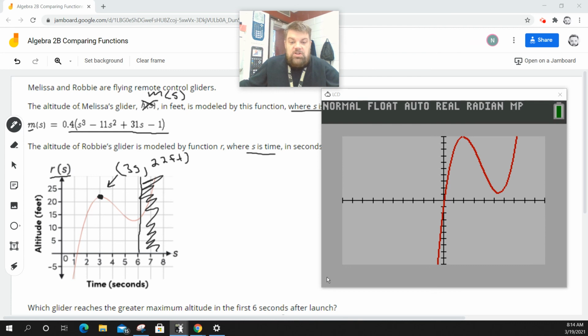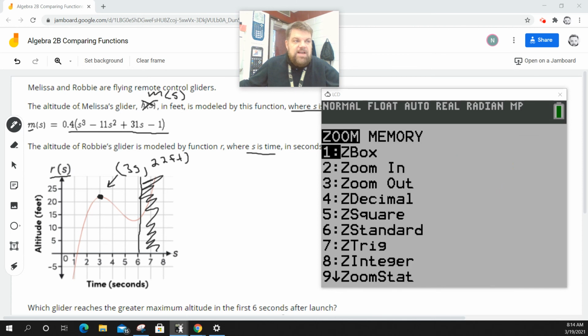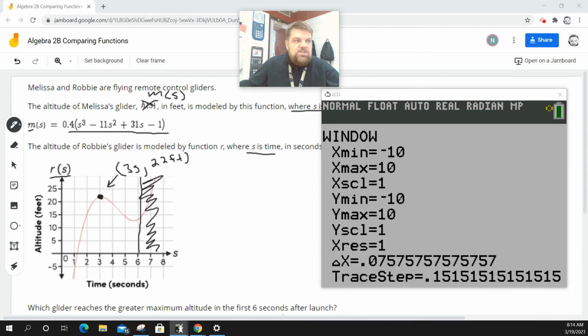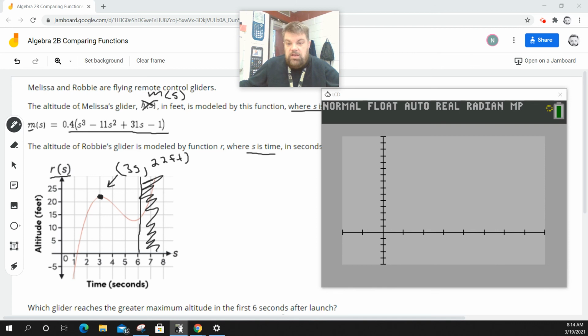So this is a similar graph, but what we want to know is what is the relative min or max. Actually, we're looking for the max. So I'm just going to change my window a little bit. My y max is at 10, I'm going to change that to 15. I'm going to change y min to -5. And I'm going to change my x values from -2 to, we only need 6 seconds, so I'm going to change this to 8. All right, so now it'll look more like the actual graph. It'll look very similar.